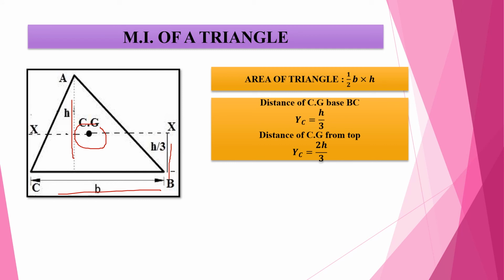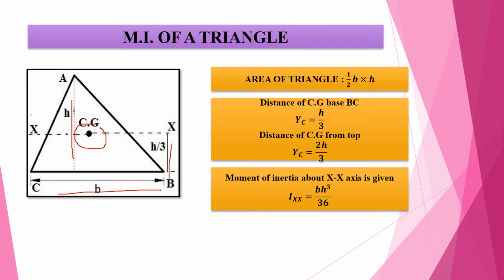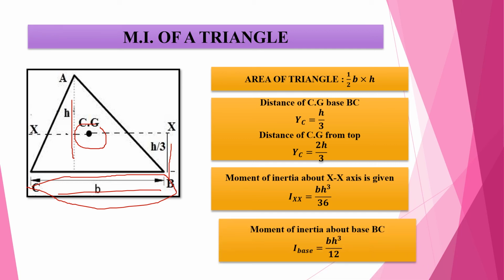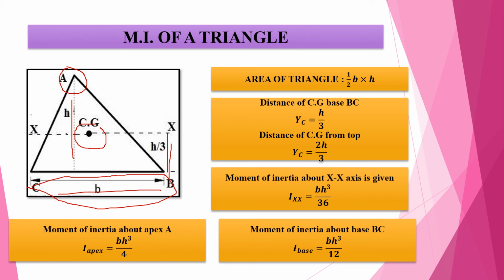Then the moment of inertia of a triangle about the x axis is given as Ixx equals bh cube by 36. If we want to find the moment of inertia of a triangle about the base, it will be given as I base equals bh cube by 12. And if we want to find the moment of inertia for a triangle about its apex, it will be given as I apex equals bh cube by 4.